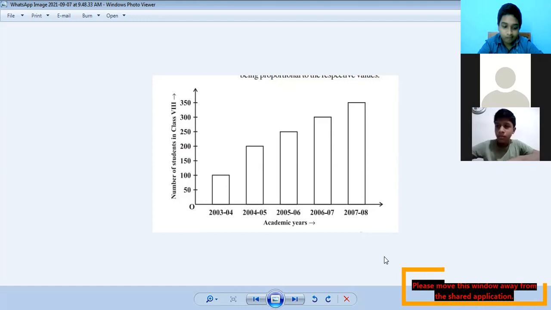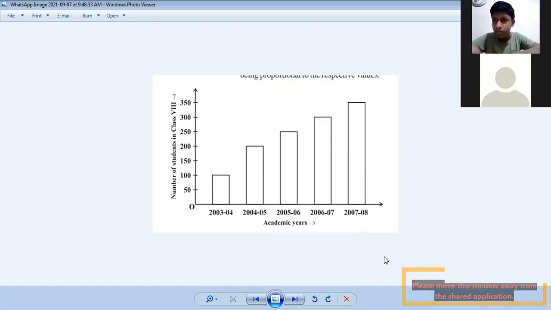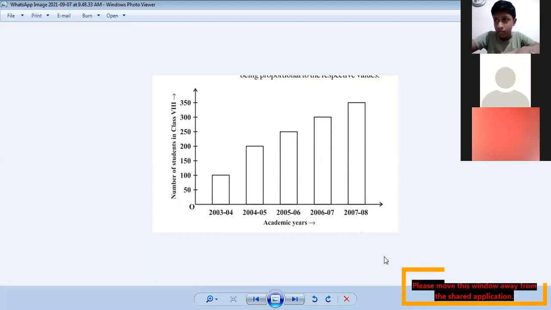In which year is the increase in the number of students maximum? 2007 to 2008. And in which year is the number of students maximum? What is the difference between these two questions? First question, in which year is the increase in the number of students maximum? The second question is, in which year is the number of students maximum? The number of students is maximum in the year 2007 to 8.